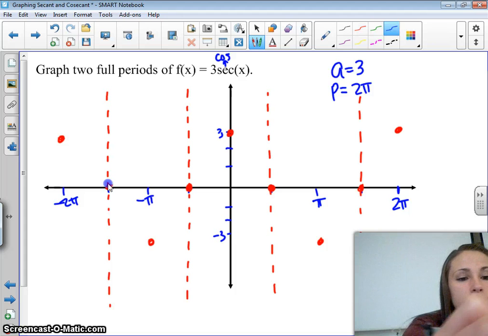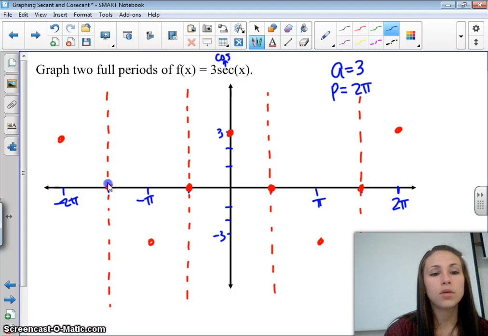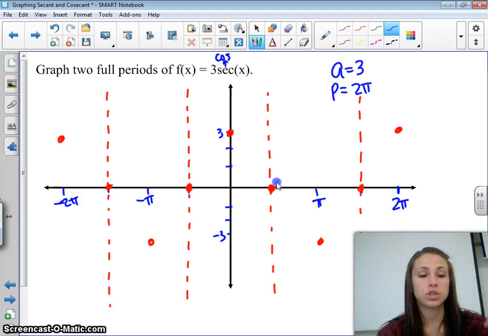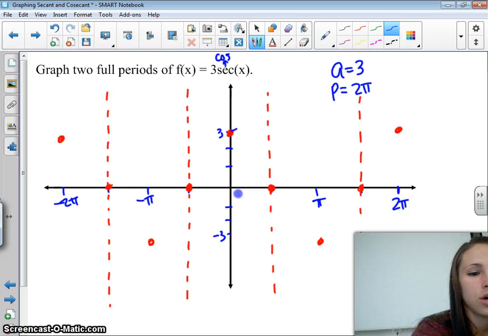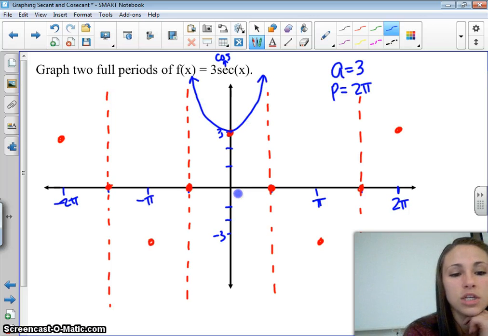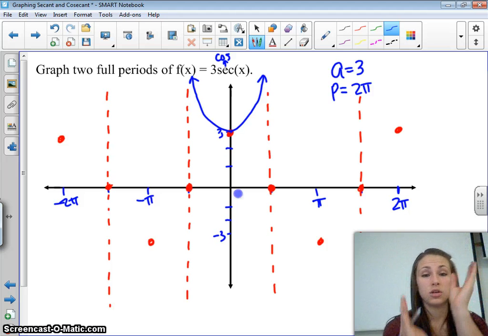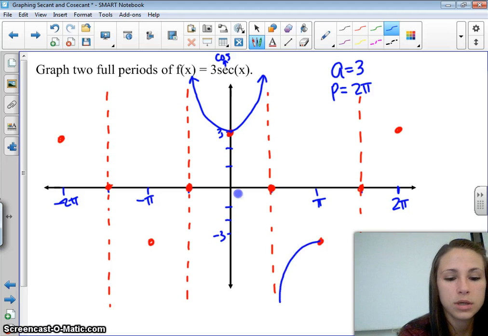So now, all this does, since secant is a reciprocal function, normally you would have this little u part right here. But since this is a reciprocal, it's just going to take that little u part that was like this and flip it up. And so this would now be what your secant graph looks like. So anytime there's a max, you're going to have a u pointing up. Anytime there's a min, you're going to have a u pointing down.